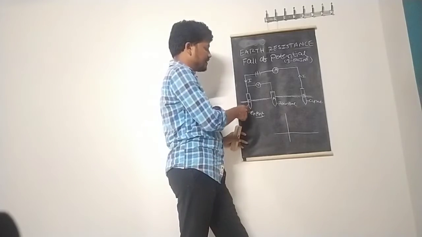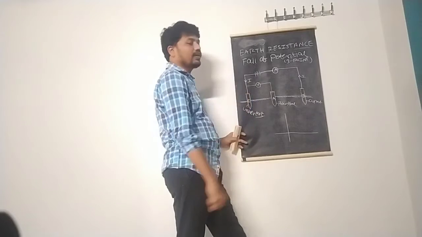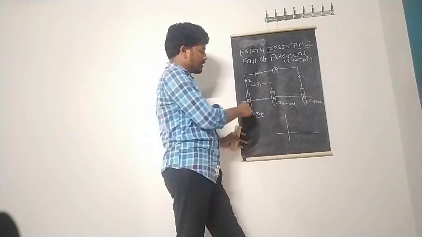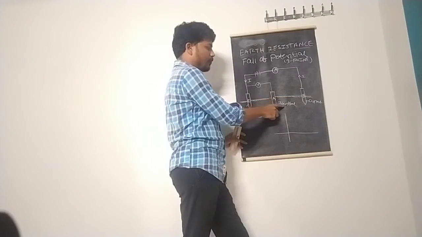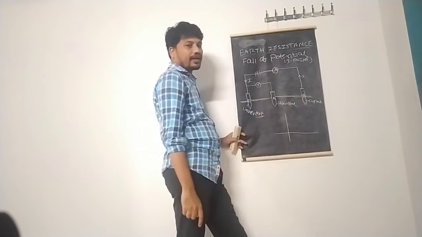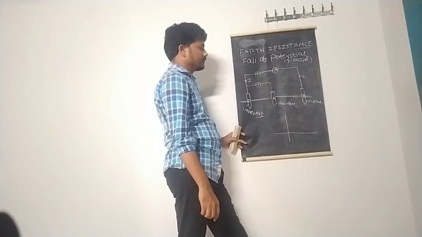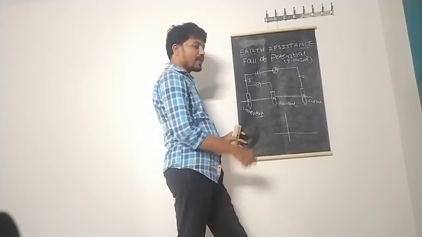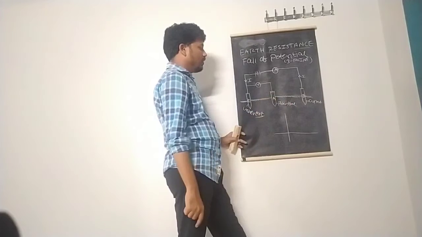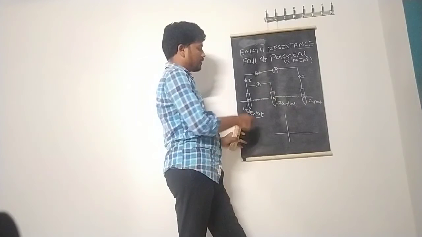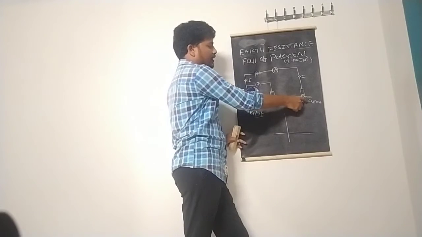So E is the electrode under test, and A and B are the auxiliary electrodes; specifically A is the potential electrode and B is the current electrode. So this is the main arrangement of the fall of potential method. In order to measure the main electrode resistance, we are taking 2 auxiliary electrodes. So here one electrode E, the earth electrode, and one current electrode B.